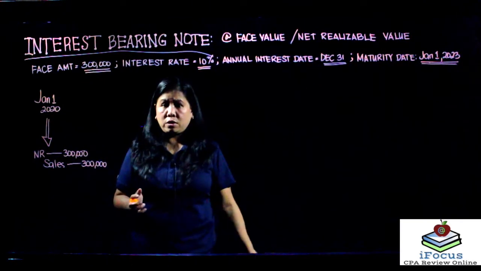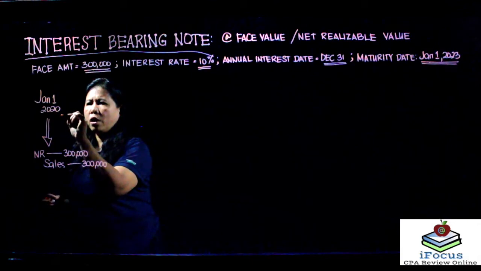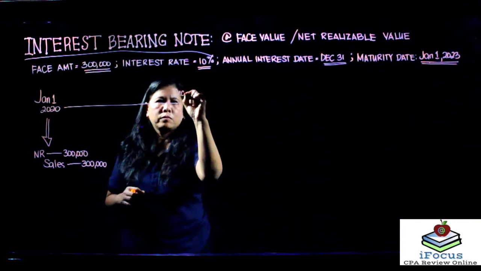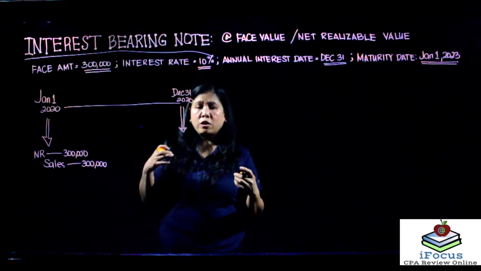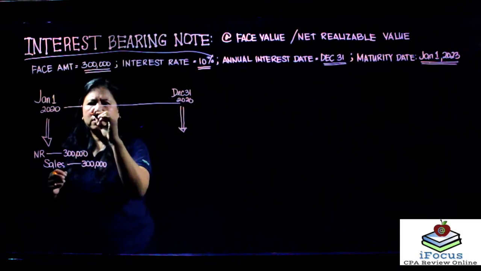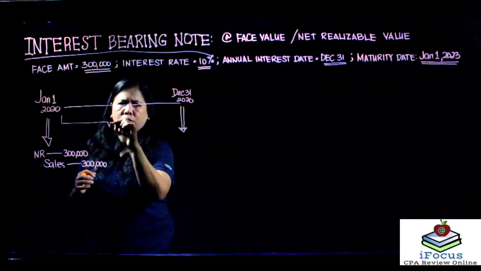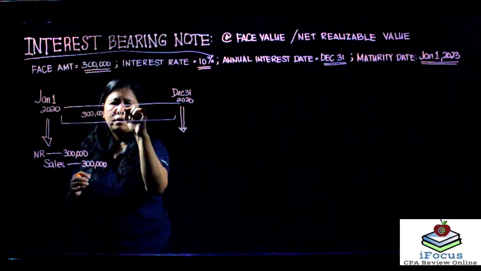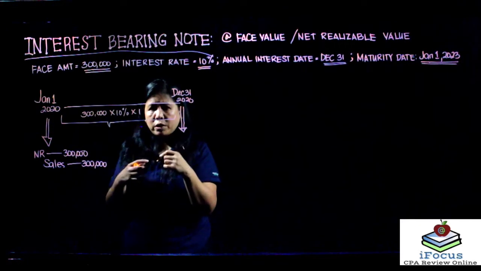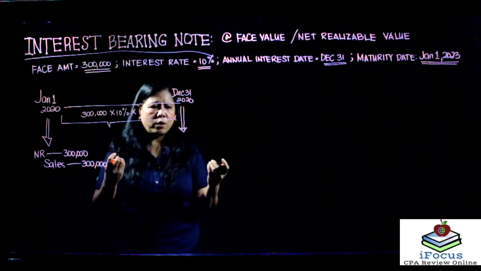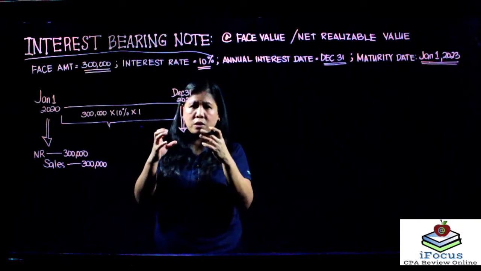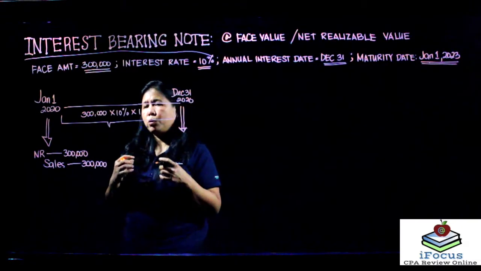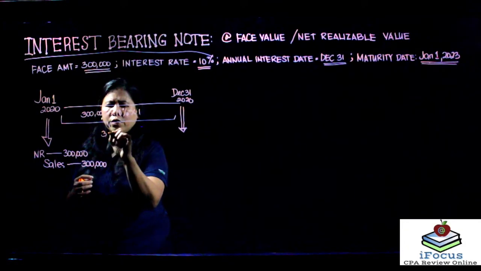Annual interest date is December 31st. So on December 31st, our first year of interest, our interest is based on our face amount. So our interest computation this year is 300,000 times 10% times 1. 1 represents the 1 year. So if you are dealing with 6 months, then times 6 over 12 or 8 over 12. Now, 300,000 times 10% times 1 year is equal to 30,000.